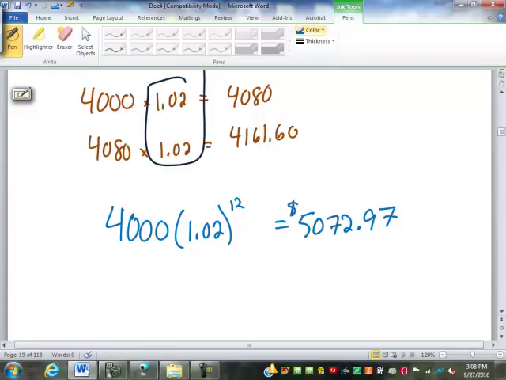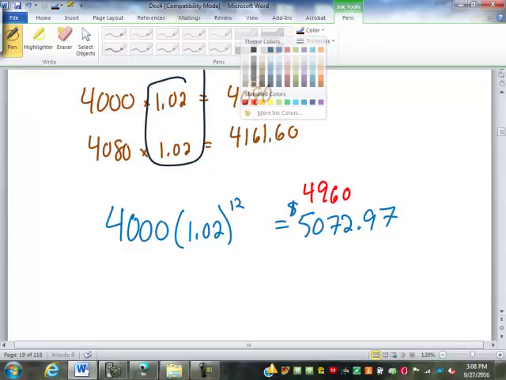But that's compounding interest. Remember, simple interest, it was what? $4,960. That was simple interest. So we made $112, almost $113 more with the compound interest. That's a big deal. Let me show you why.